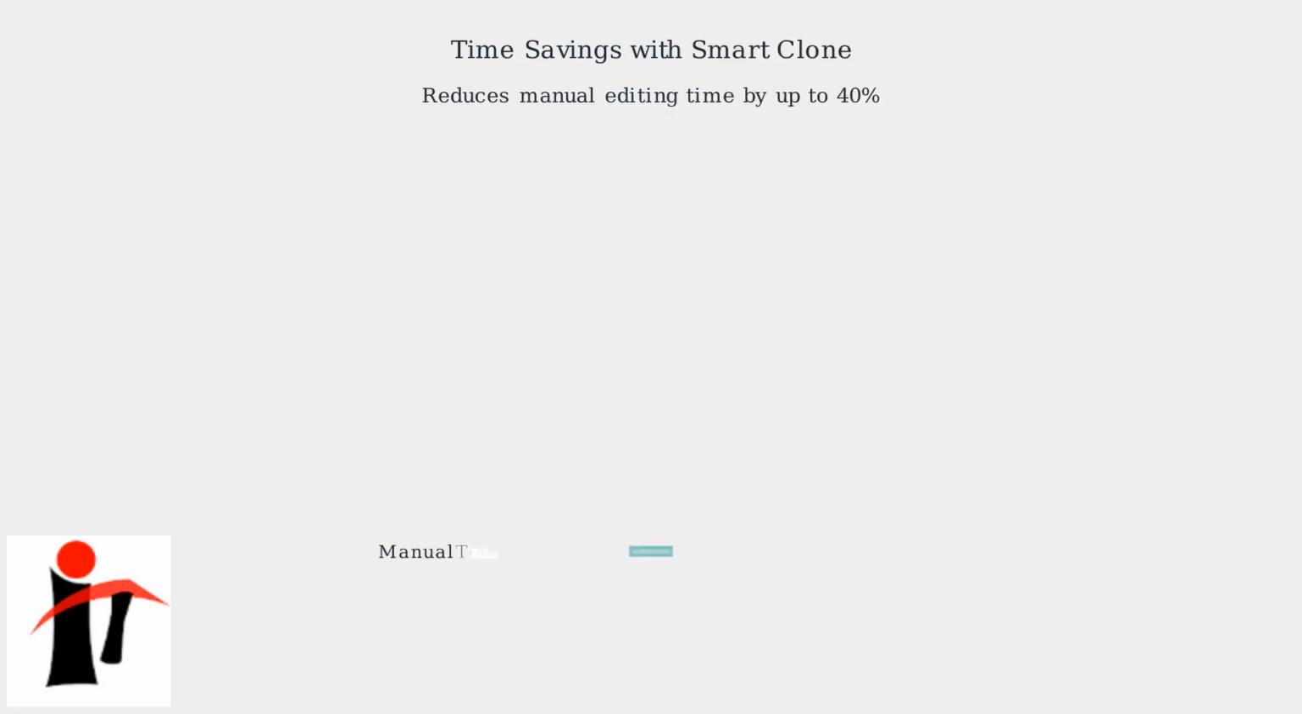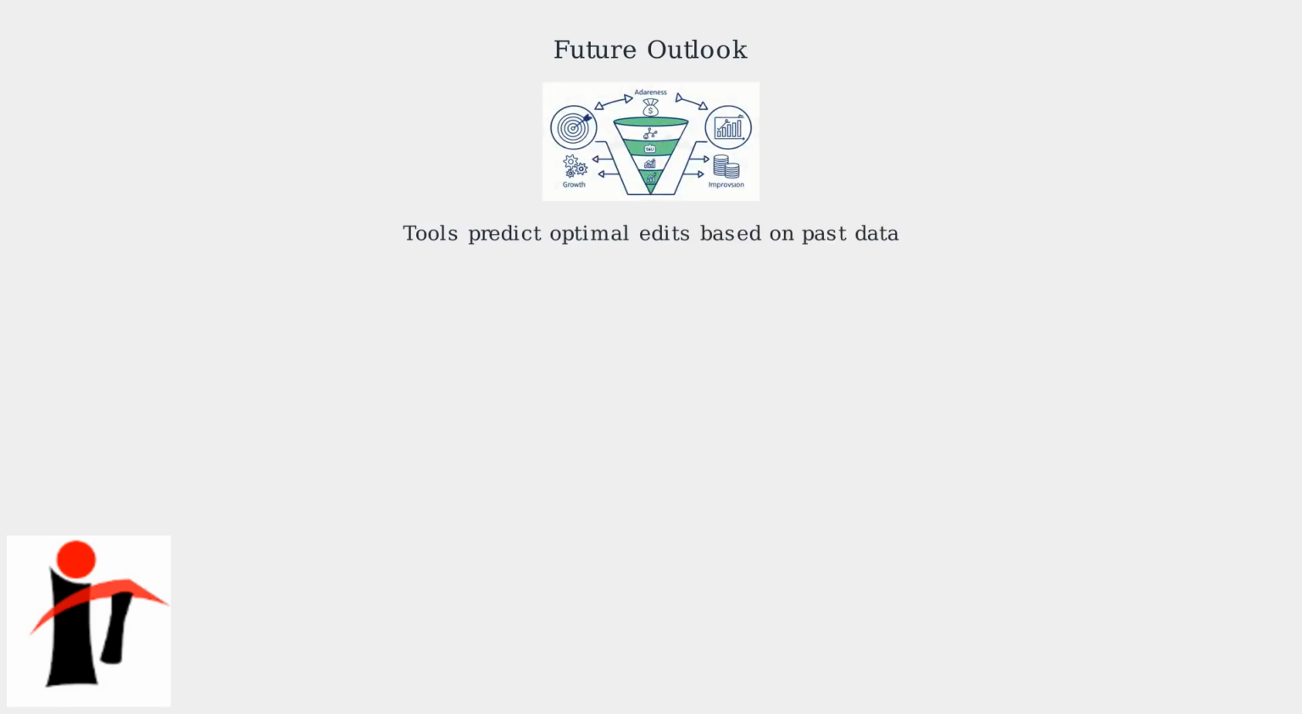This AI feature can significantly reduce manual editing time, cutting it from 10 hours to just 2 hours in some cases. By 2026, 60% of Beacons.ai users leverage AI for funnel cloning, with 40% time reduction reported. Looking ahead, AI tools will predict optimal edits based on past data, further enhancing funnel performance.